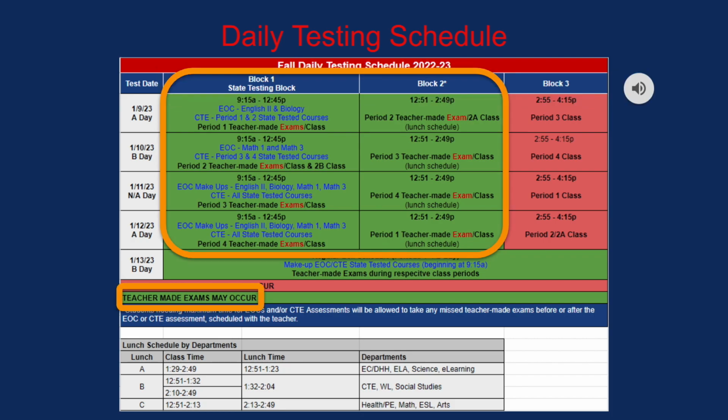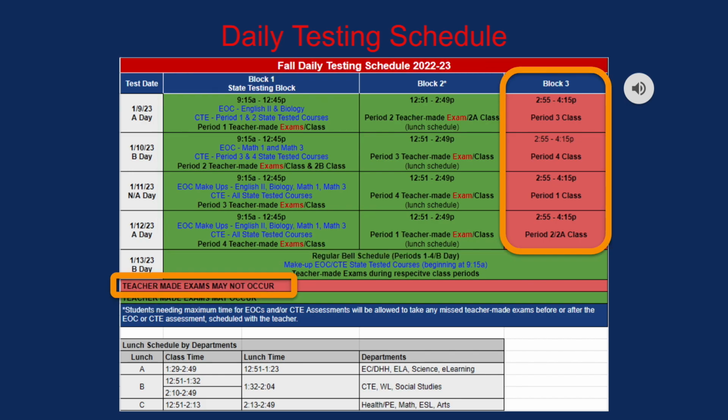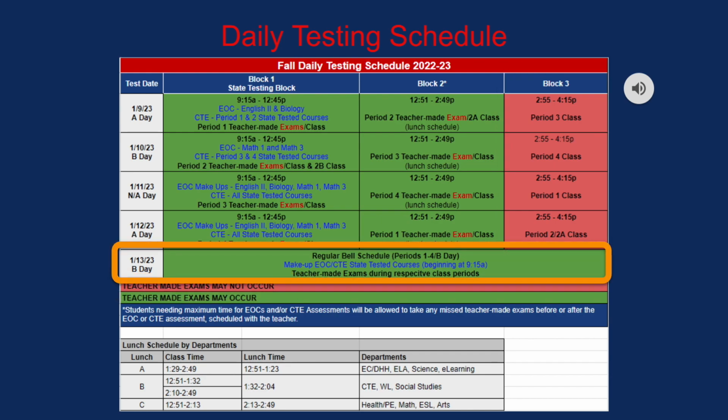For students who do not have a state test on a given day, teachers may give their teacher-made exam during Block 1 and 2. Teacher-made exams will not occur during Block 3 to ensure students do not have to take more than 2 exams in one day. Friday, January 13th, will be a makeup day for any outstanding tests, both state and teacher-made. We will be on our regular bell schedule on this day.